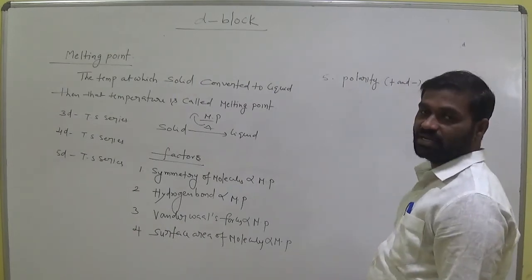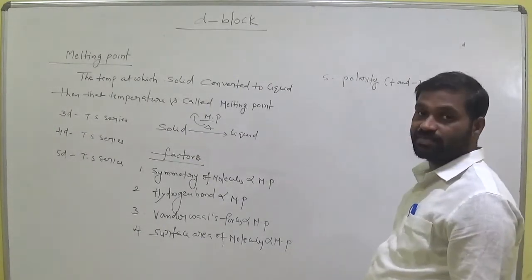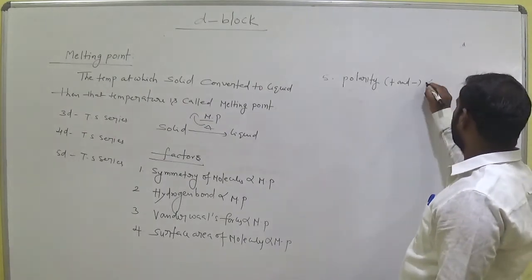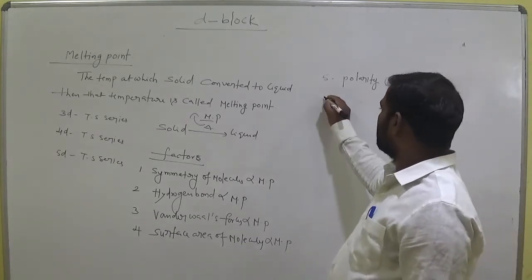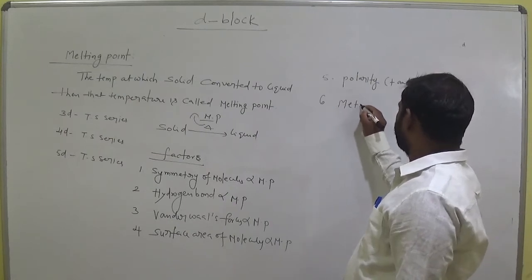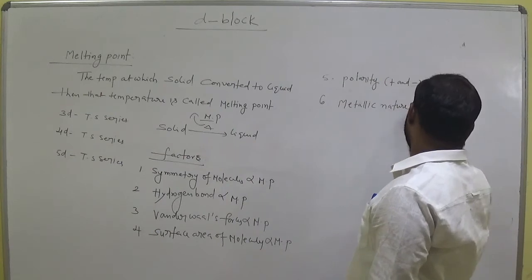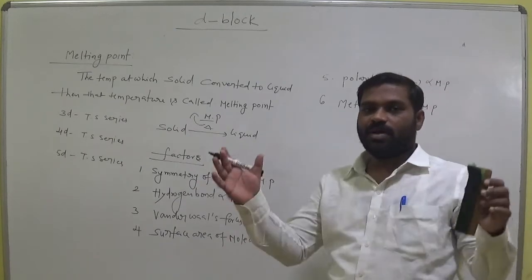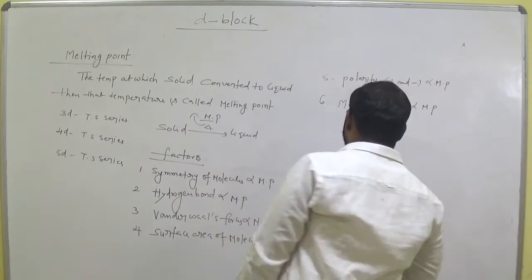If any molecule is able to make positive and negative charge, then the molecule is called polar. Polarity means plus or minus, keep that in your mind. Polarity is also directly proportional to melting point. And metallic nature is directly proportional to melting point. Metallic bond, the bond between metal ions, also gives more melting point.